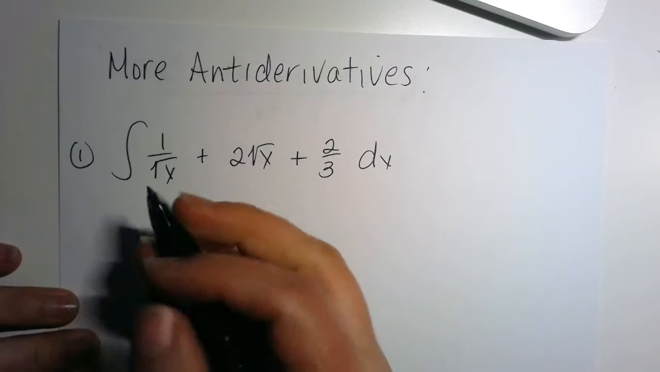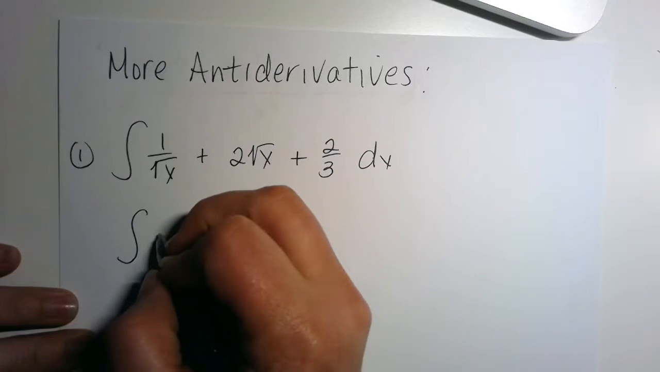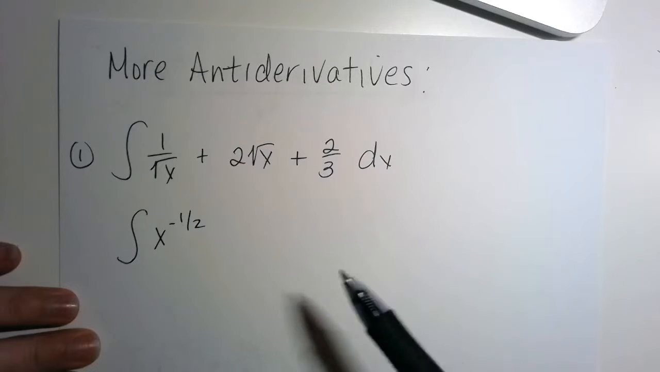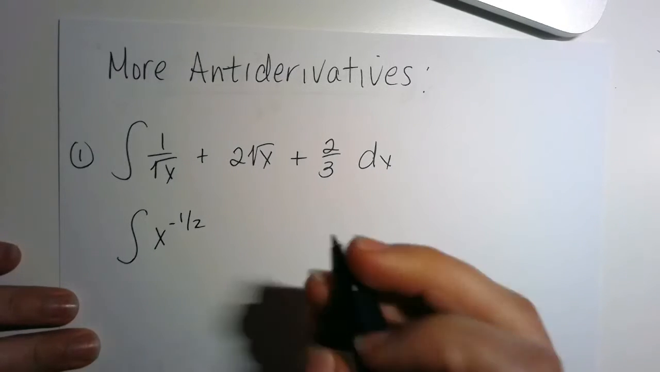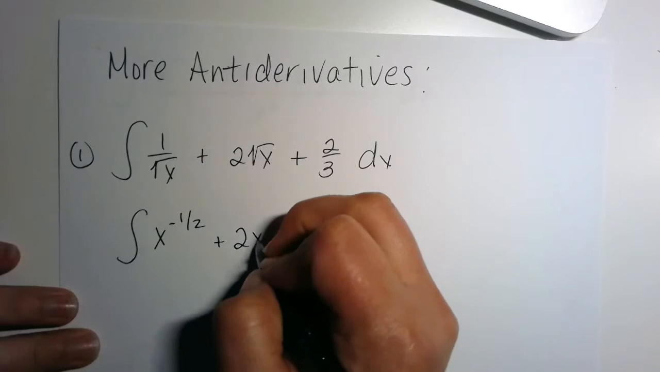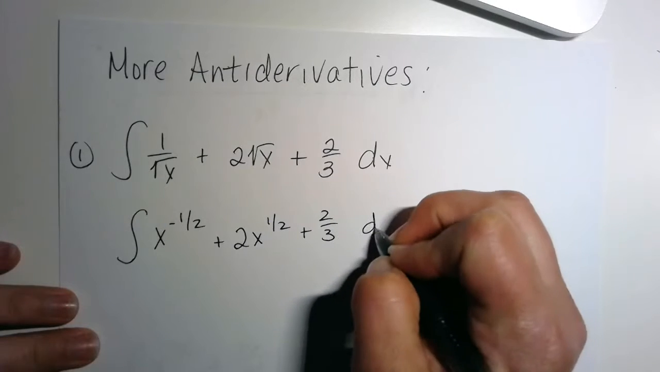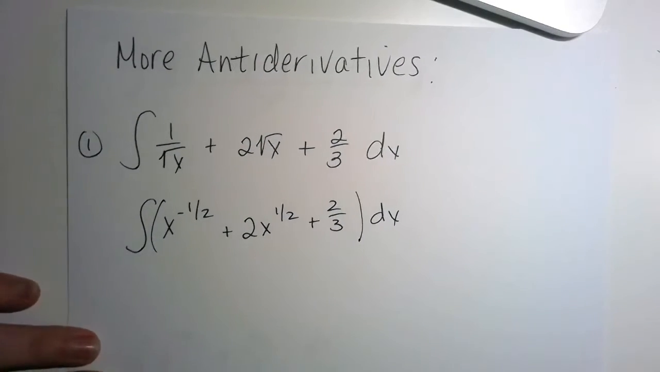So I'm going to rewrite this first. So this is just my rewrite step, is x to the negative 1/2. It's square root of x, so it's a half, and it's in the denominator, so I pull it up calling it negative. Then this will be plus 2x to the positive 1/2 plus 2/3 dx. Now, I technically probably should have parentheses here, but it just makes it kind of look messy.